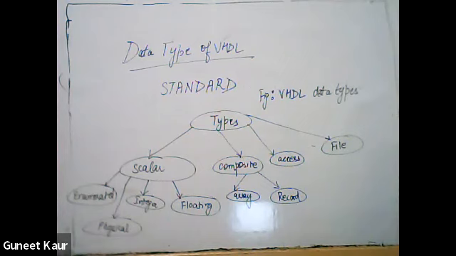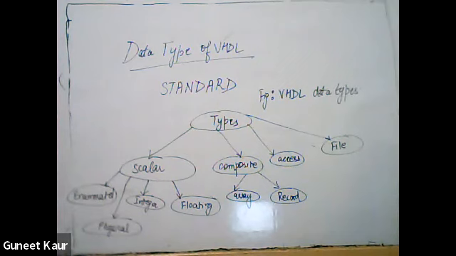Next, access types are equivalent to pointers. We use pointers in C language also. So access is equivalent to pointers in the programming language. And last one is the file type, which gives us the ability to declare file objects with designer defined file types.